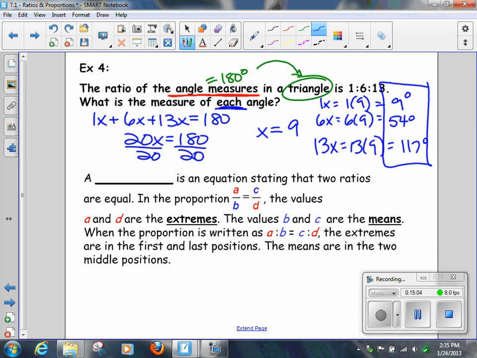13, 20, 38. Oh, yeah. Questions? That's it. That's what it said. What's the measure of each angle? Okay? It kind of is.